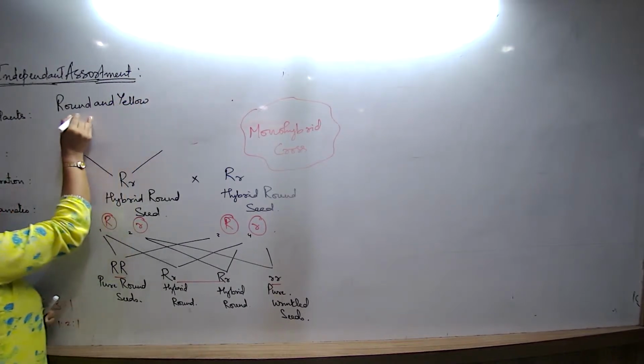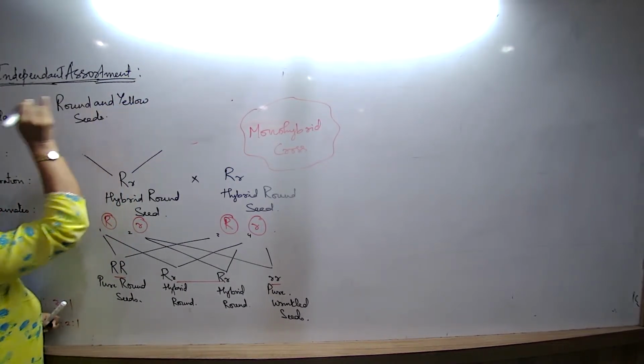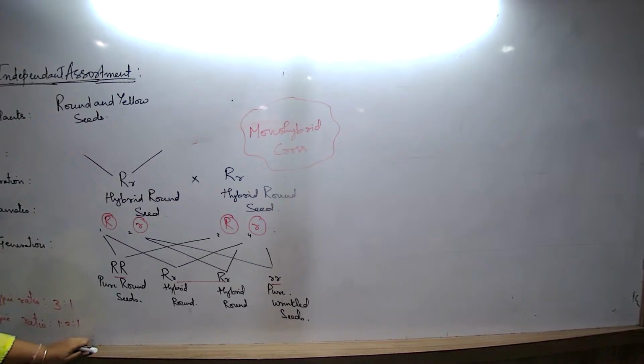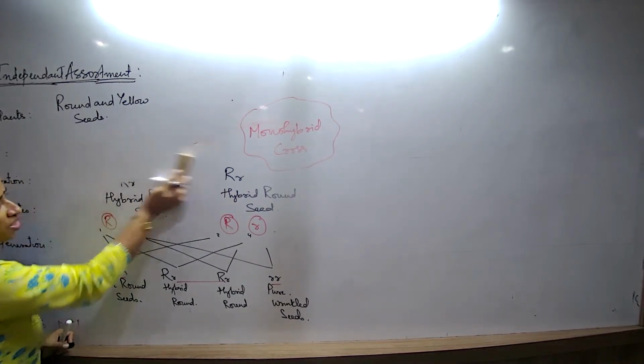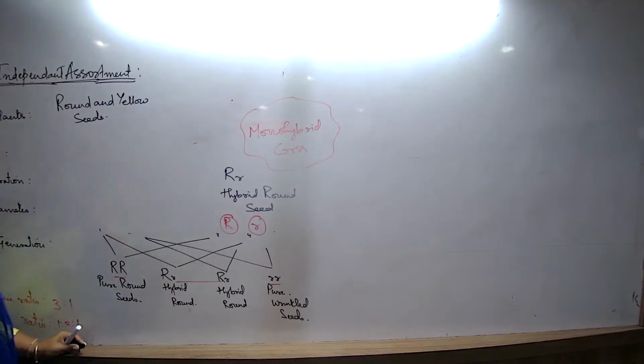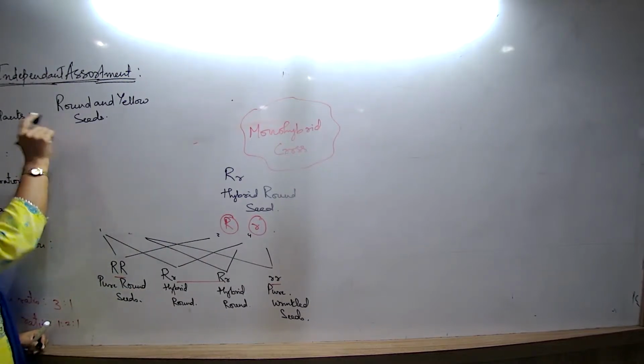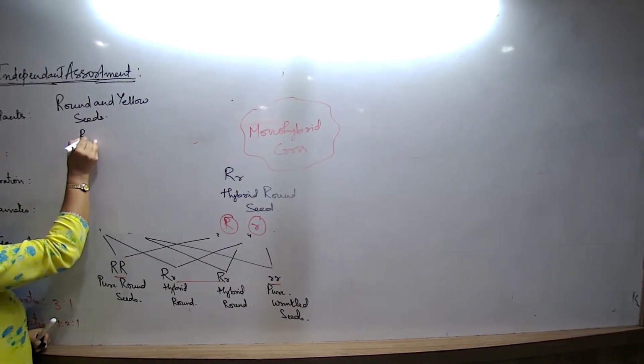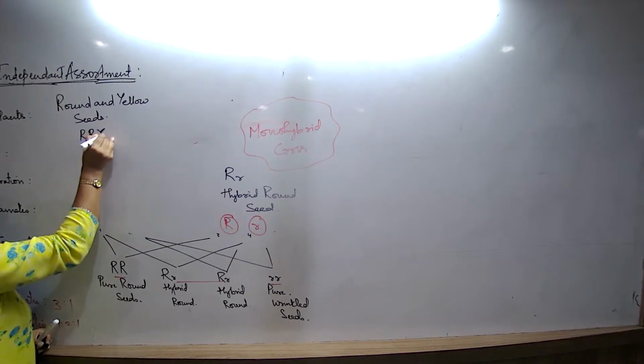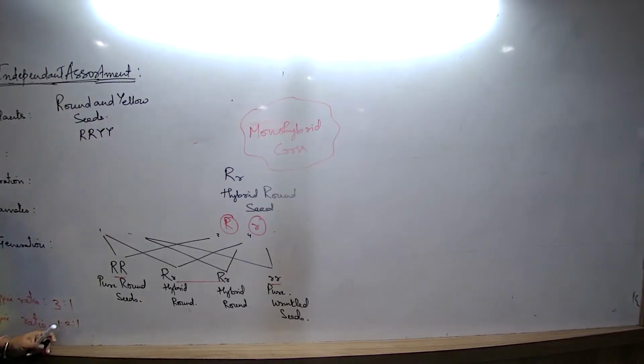Round and yellow seeds. The round and yellow seeds I am writing, is this the phenotype or genotype? Phenotype. So for the genotype, how do we generally choose the letter? Capital, based on the dominant, always. So I would write capital R, capital R, capital Y and capital Y.